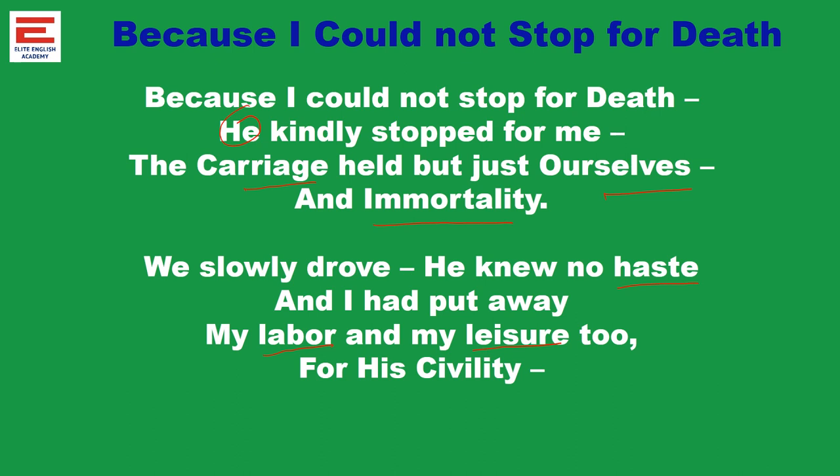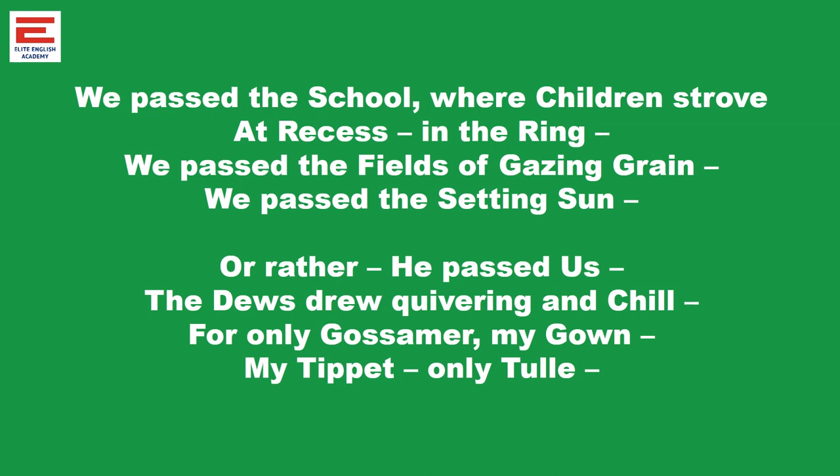So the poet or the narrator is taken from her home in a carriage along with immortality. So they are going slowly in a gentle way. Then the poet describes the places they cross. First, we pass the school where children strove at recesses in the ring. We pass the fields of gazing grain. We pass the setting sun. So what are the persons or places they just cross?